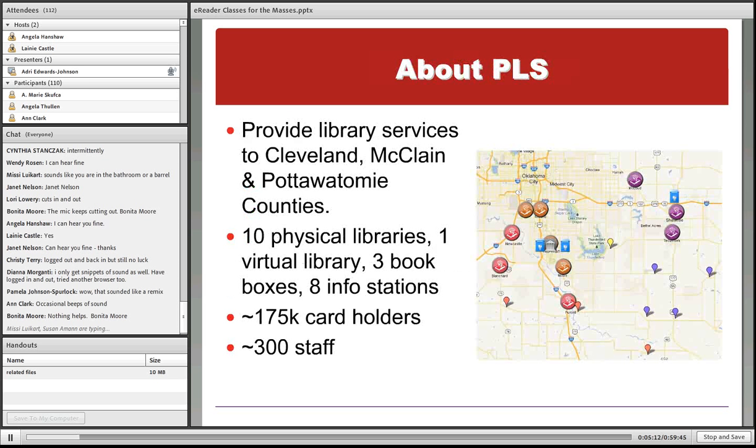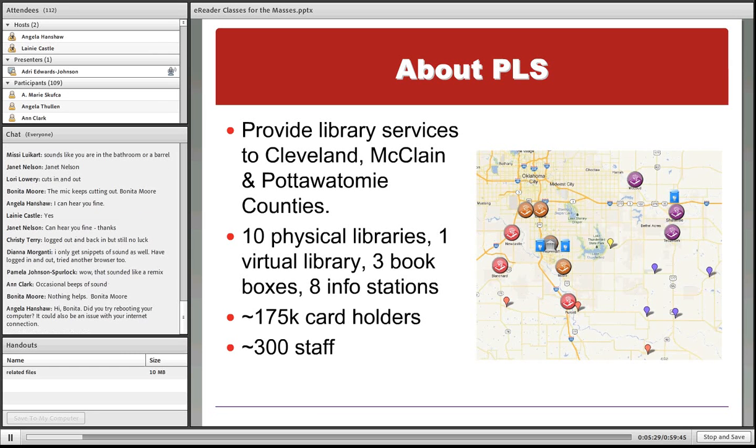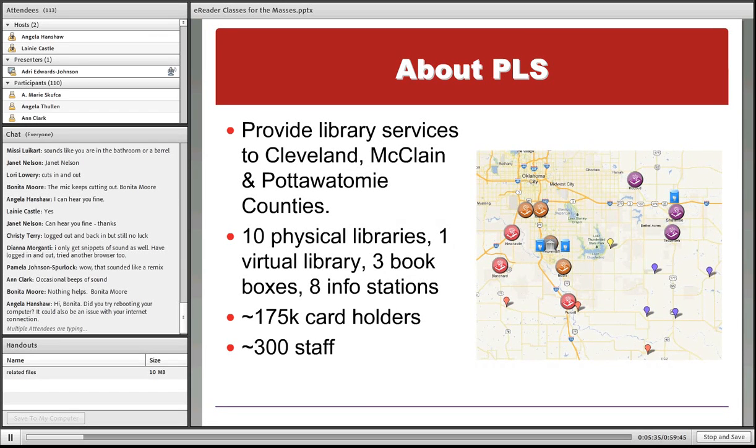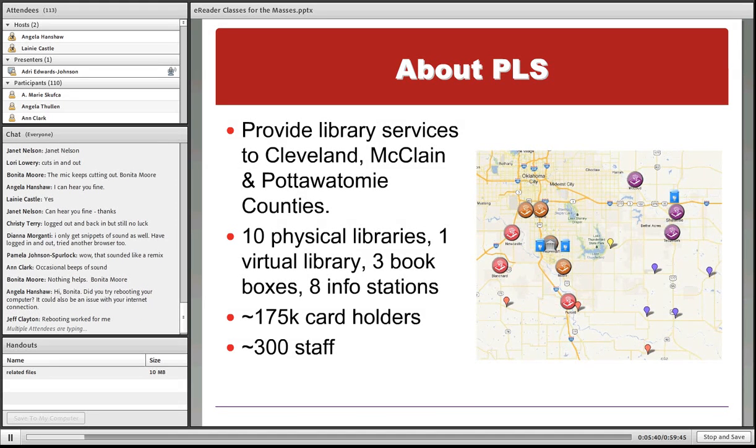So to get started, about Pioneer Library System. We are a multi-county library system in Oklahoma. We are located to the south and east of Oklahoma City. We're in Cleveland, McClain, and Pottawatomie counties. And we have 10 physical locations. We actually, a couple months ago, just opened our 10th location in South Oklahoma City. And we have one virtual library. We have 3 what we call book boxes, where we deliver books to malls or convenience stores for people to pick up their books in more remote locations.